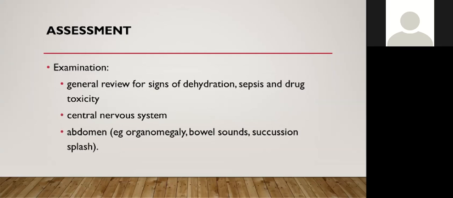What do you examine the patient for? So you take a proper history, then you examine the patient. Look for general dehydration. Examination-wise also, you can find if there's any cause for nausea and vomiting, so if there's infection going on, look for signs of sepsis, signs of toxicity. Examine the central nervous system. So think about meningitis causing nausea and vomiting, a stroke, raised intracranial tension. Abdomen, bowel obstruction: look for organomegaly, because hepatomegaly compressing the stomach can cause vomiting. Bowel sounds, again, for bowel obstruction. Look for succussion splash. Next slide.